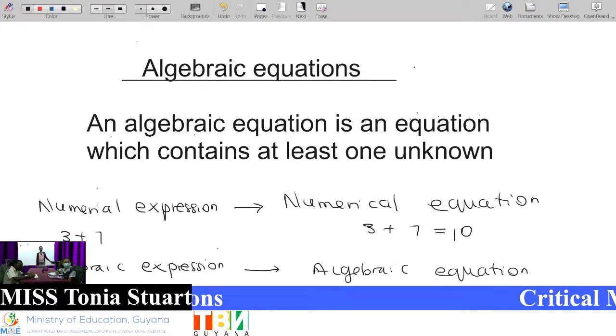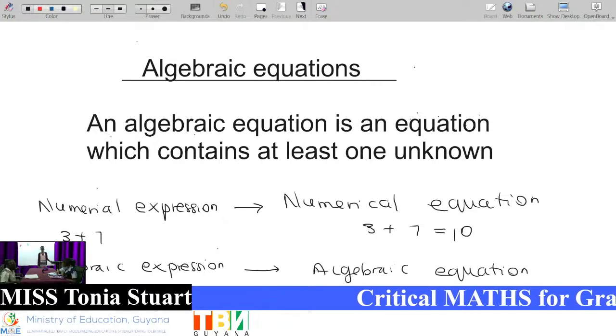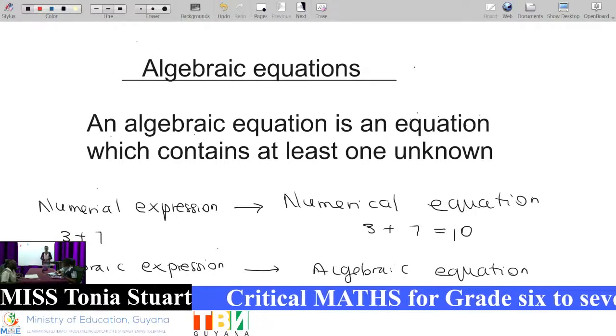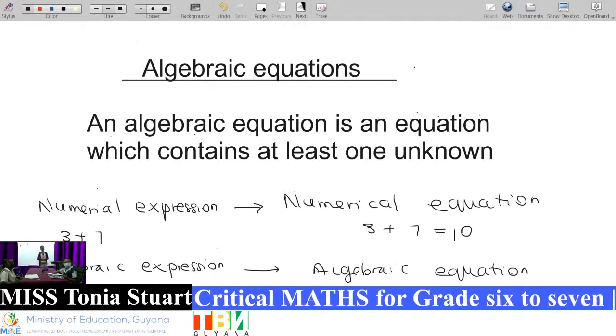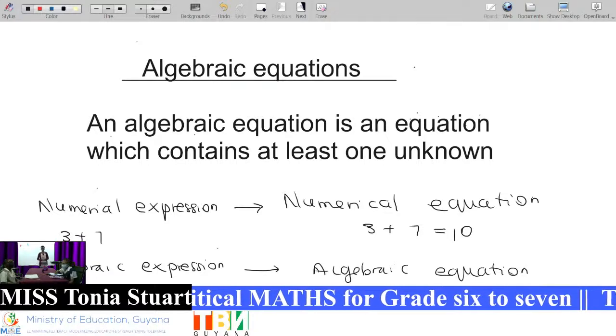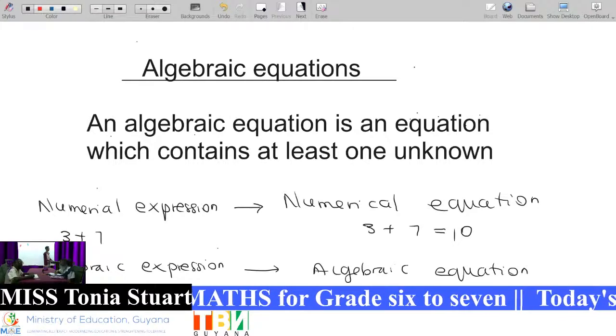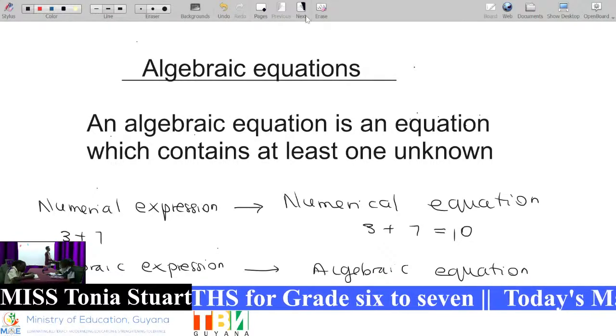So in an algebraic equation, you can have at least one unknown. You can have more than one. More than one would make the equations different, as you'll see later on as you go higher in math, whether it's linear or quadratic or nonlinear. Most of what you're going to focus on are linear equations.